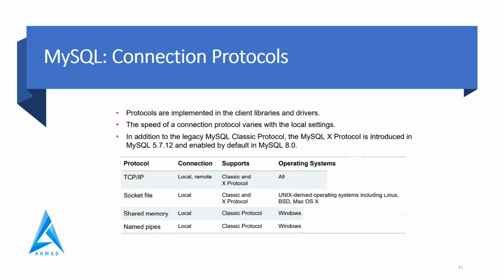The MySQL X protocol can be configured by using variables and options prefixed with mysqlx. Some examples of MySQL X variables are mysqlx_bind_address, mysqlx_max_connections, mysqlx_port, and mysqlx_socket. So we can use these variables to configure the MySQL X protocol.